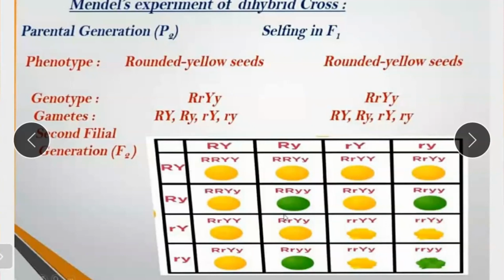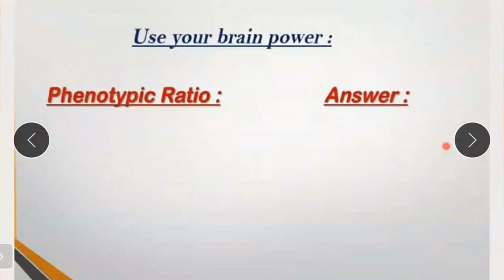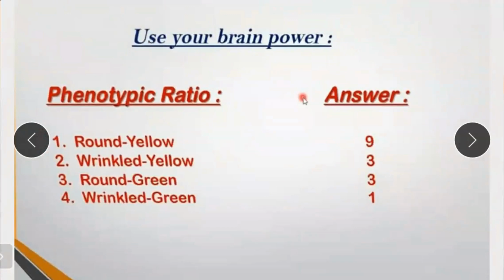So what type of phenotypic ratio are we seeing here? 9:3:3:1. Now, moving forward, use your brain power. Now we can study the phenotypic ratio and the answer. Just now we counted round yellow seeds, a total number of 9. Wrinkled yellow, what is the number? 3. Round green, what is the number here? 3. What about the wrinkled green? It is 1. So this is all about the phenotypic ratio.